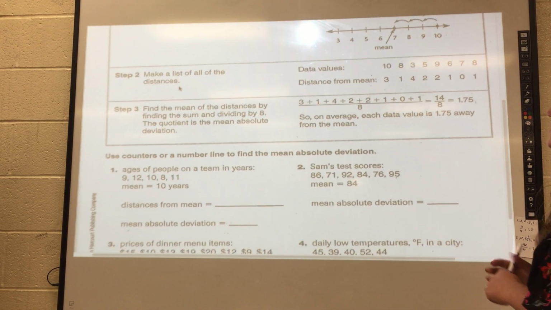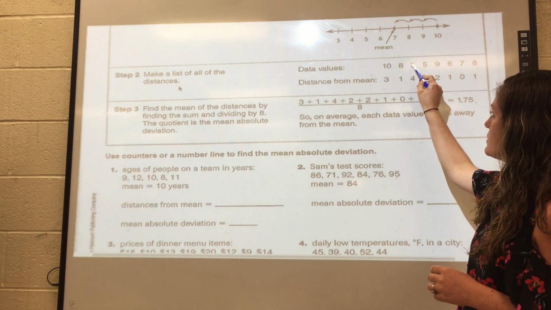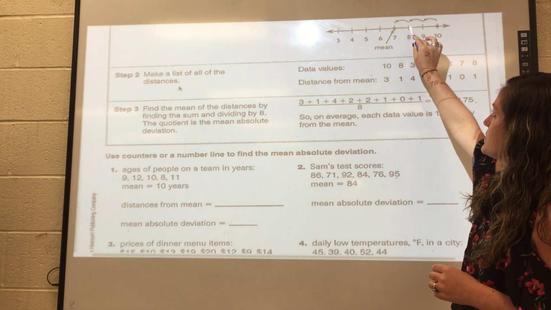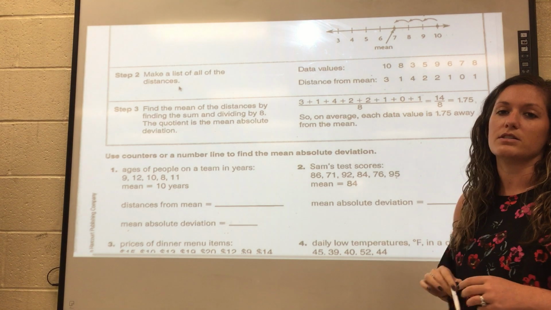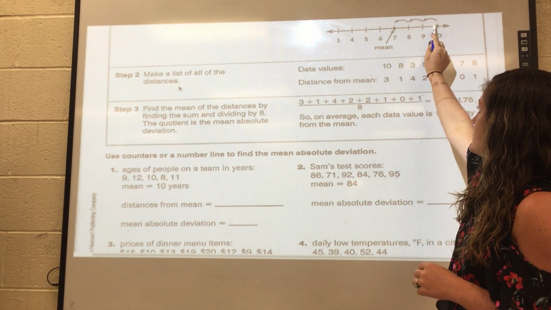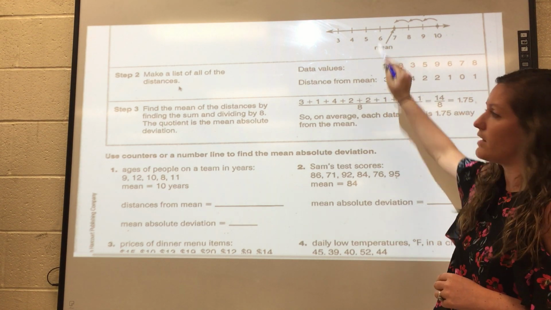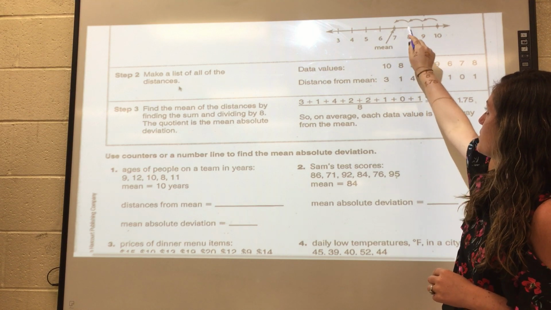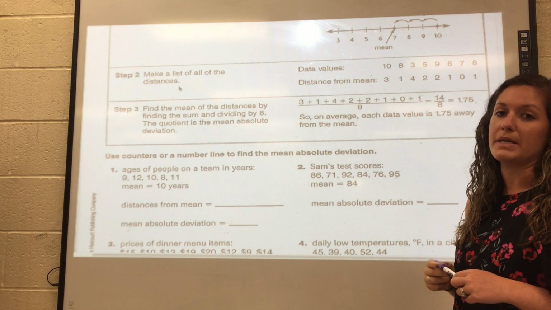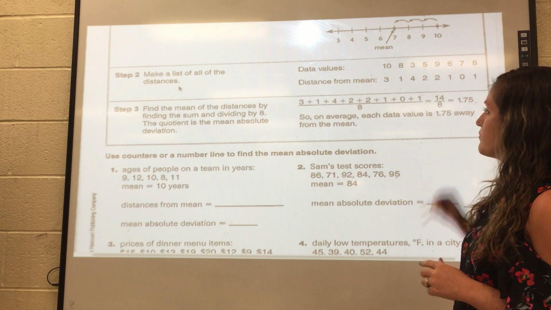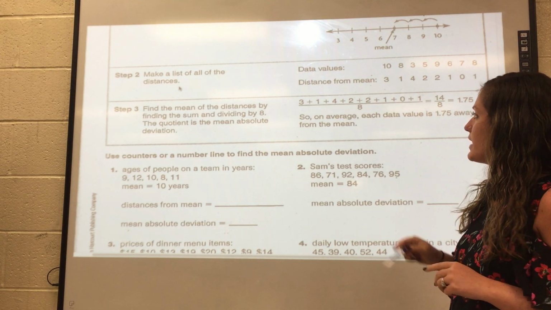They actually make a list here of all of those data values, and they use the number line to see how far away they are, and they list that distance underneath. So you can see again, that 10 is 3 away from our mean of 7. The 8 would only be 1 away from that mean of 7, and so on. They do that for all the other numbers in the data set.